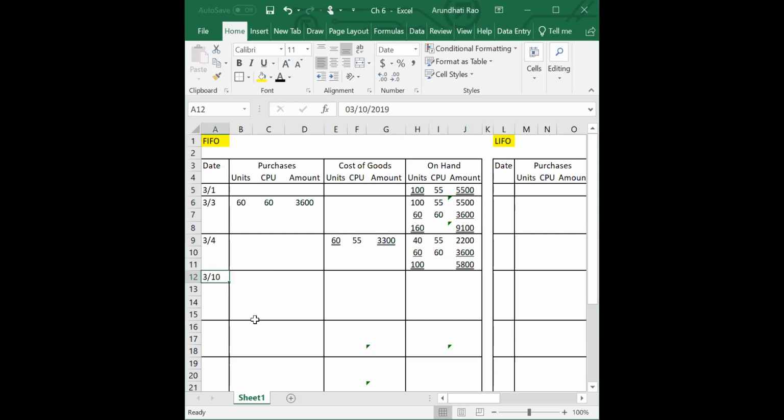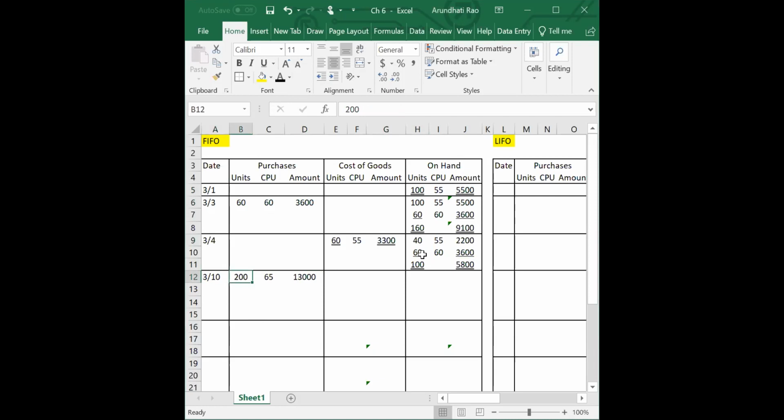I'm going to put this information over here. I purchased 200 units. I paid $65 a piece for this, which means the total amount I paid is $13,000. How much do I have on hand now? I had 100 plus 200, 300, but I want the details.